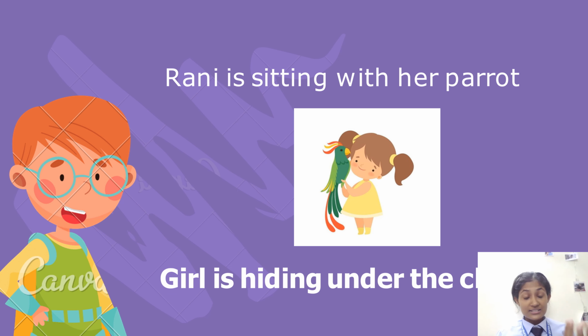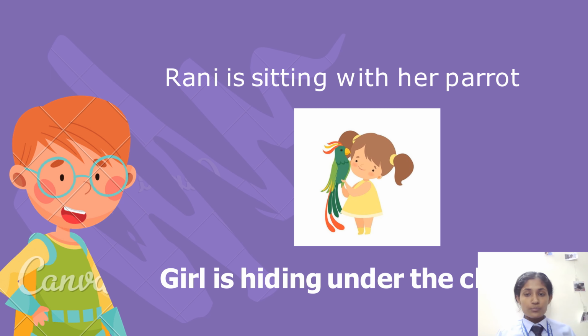Okay? In the next slide we can see that here is written Rani is sitting with her parrot. So here are basically two nouns over here. One is Rani because it is the name of what? A girl, and parrot. It's an animal. Okay. So Rani and parrot are nouns, and यहाँ पे ऐसा कौन सा word है which is telling the position of Rani? So it is with.